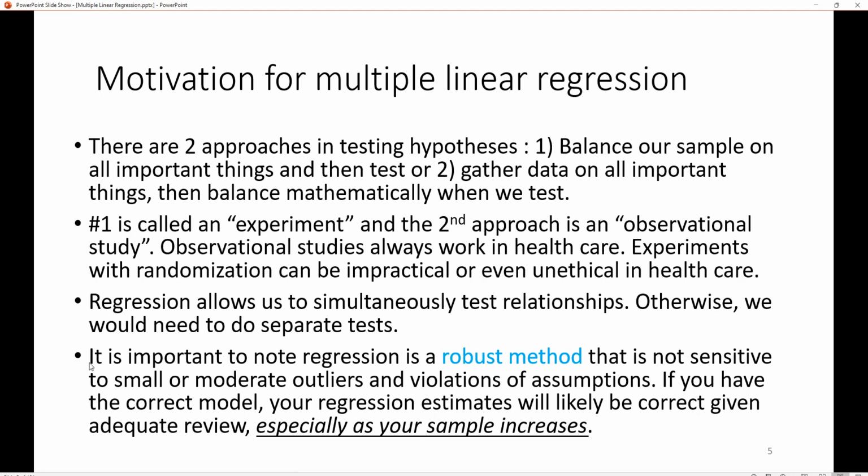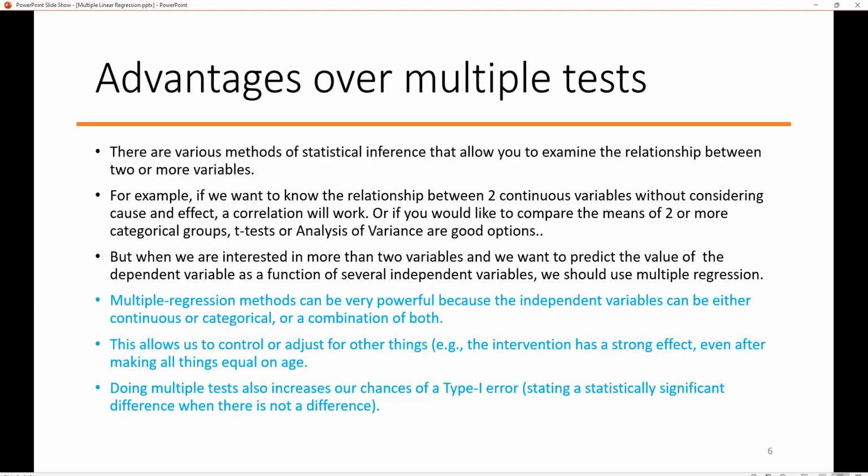And in this last point, it's important to note regression is a robust method that is not sensitive to small or moderate outliers and violations of assumptions. If you have the correct model, your regression estimates will likely be correct given adequate review, especially as your sample size increases. So we have different things that we need to look out for when we do a regression, but these are pretty strong techniques, and it was developed that way. So that was the motivation to give us a better way of looking at things and to get pretty stable results, especially as our sample size gets bigger.